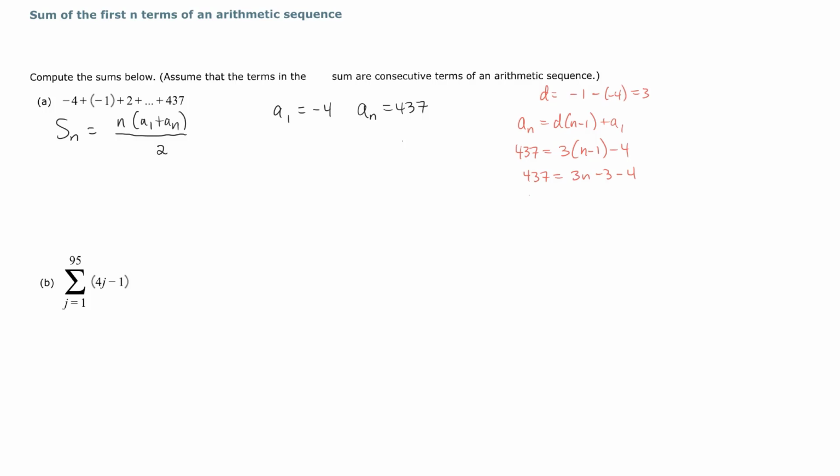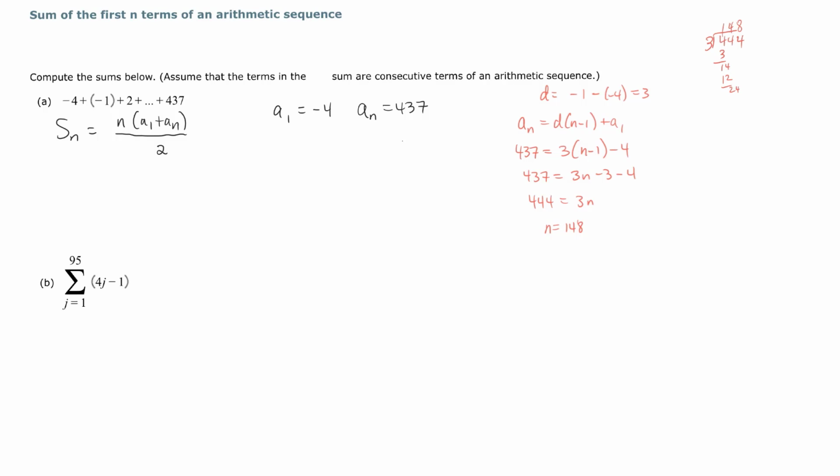Add 7 to both sides, so 444 is equal to 3n. That is divisible by 3. So n is actually 148. So there's actually 148 terms.